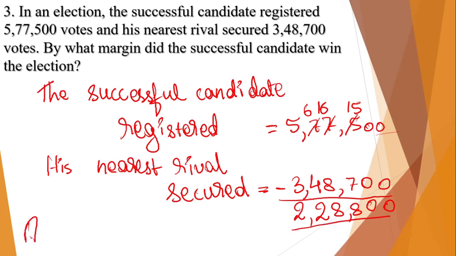Now, we got our answer as 2,28,800. Right. We got our answer as 2,28,800. Now, by 2,28,800 votes, the successful candidate won. Right? By these many votes, he won the election. Right? So this is our answer for the third question. Now let's see the next question.